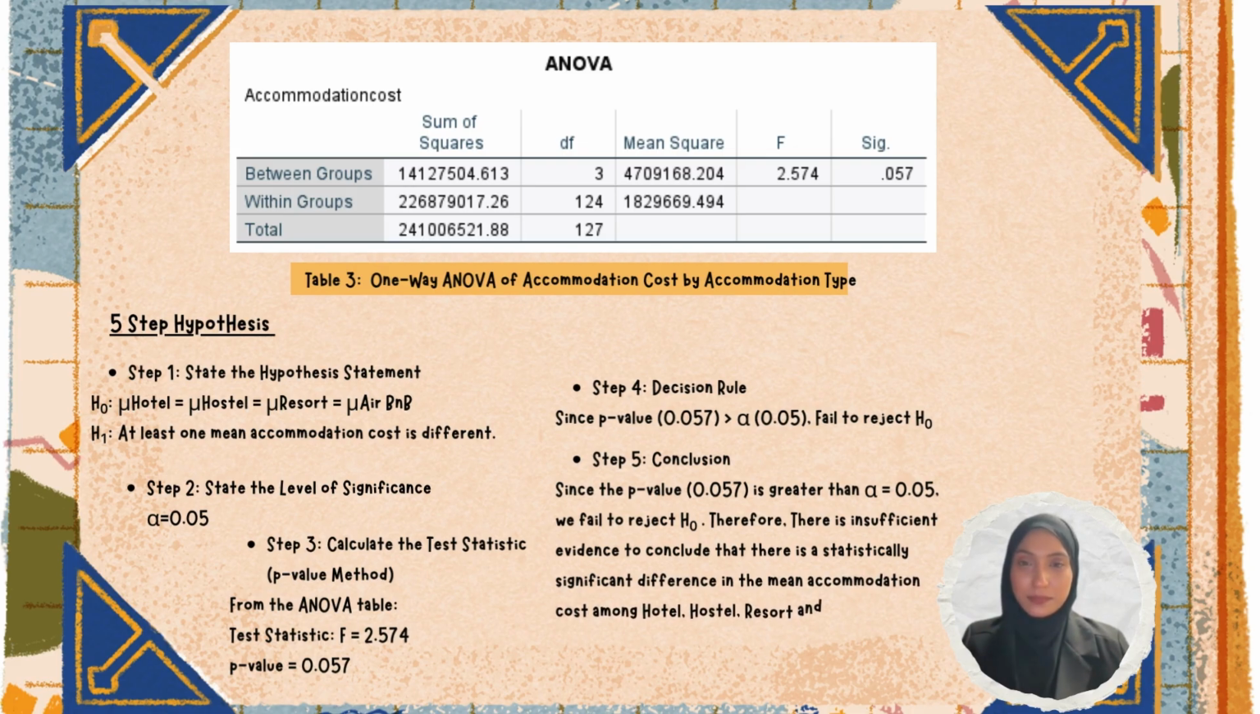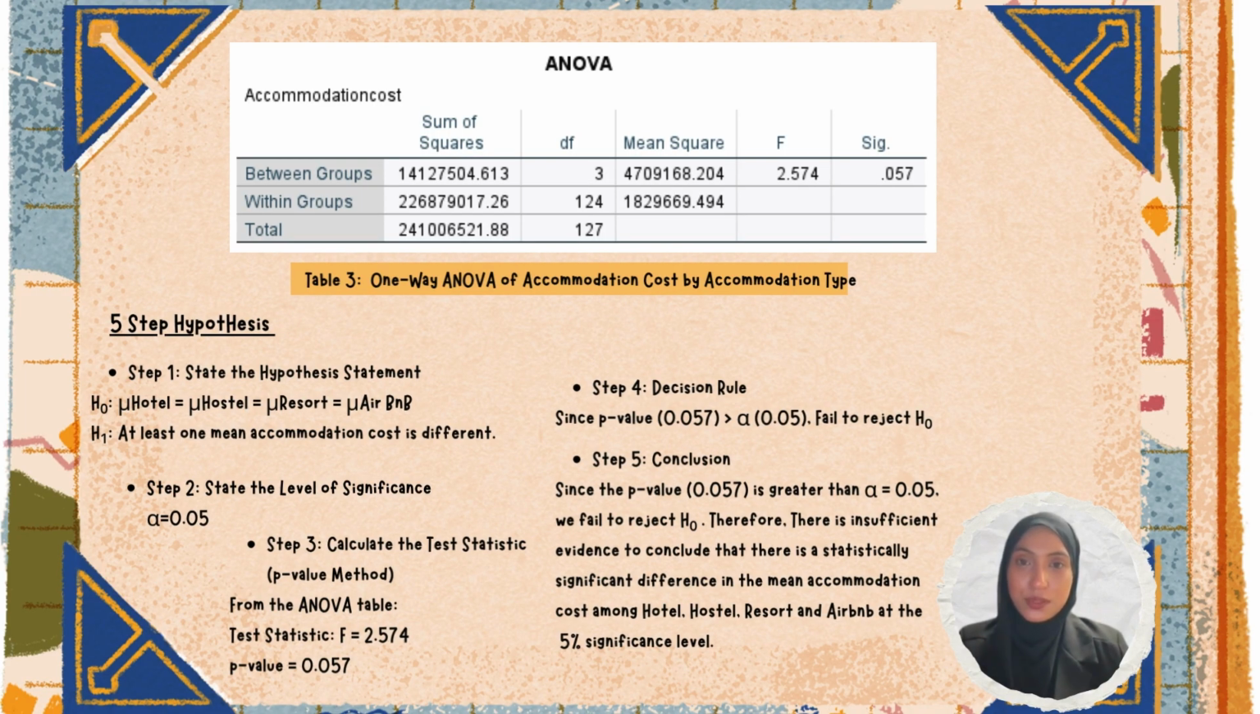Step 1. State the hypothesis. The null hypothesis H0 states that the mean accommodation cost is the same for all 4 accommodation types, which are hotel, hostel, resort, and Airbnb. Meanwhile, the alternative hypothesis H1 states that at least one of the mean accommodation costs is different from the others.